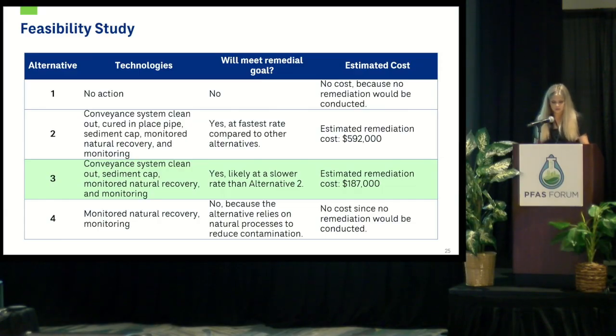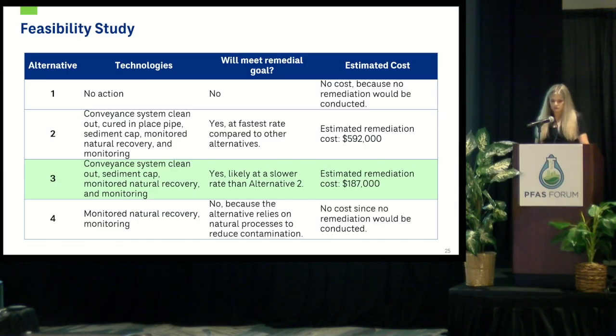Based on the conceptual site model, we concluded that the conveyance system infrastructure and basin sediments were the primary PFAS sources contributing to PFAS in stormwater impacts. The facility did not want to address the concrete pads directly due to the potential disruptions to training activities. So we evaluated alternatives based on the conveyance system and sedimentation basin. A feasibility study was completed with alternatives summarized in this table.